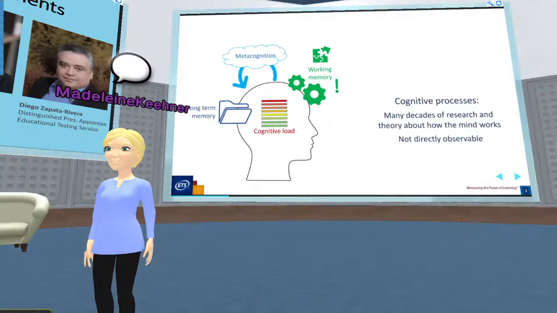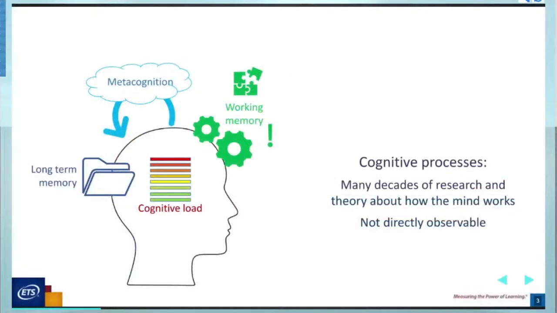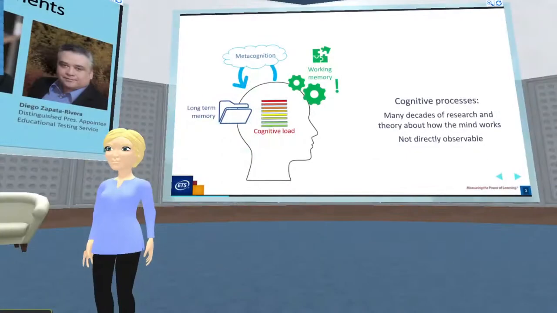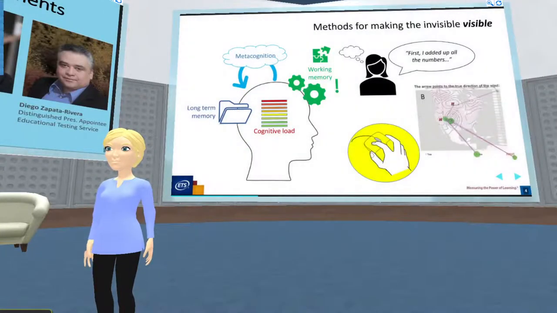So in terms of those processes that occur in the mind while students are engaging in these kinds of tasks, or actually any of us are engaging in any mental activity, we have decades of research from cognitive science, from cognitive psychology, in which we have a huge amount of information about what's going on in the mind. Of course, these cognitive processes are not directly observable. So, in order to make the invisible visible, cognitive scientists have generated a number of different methodologies.